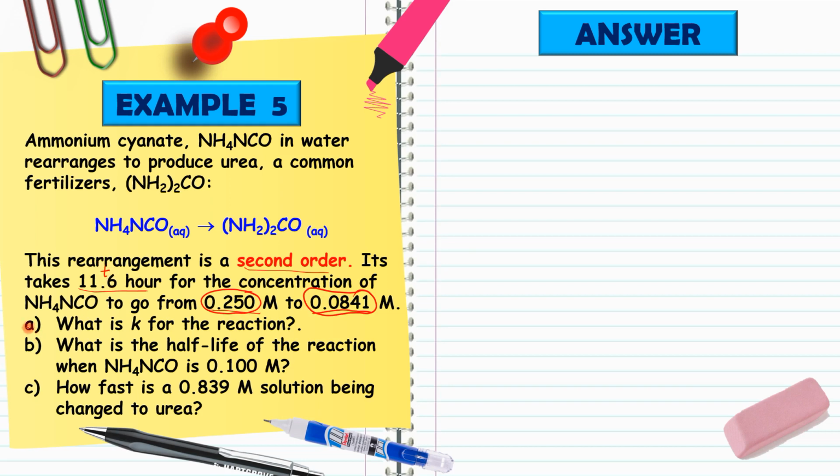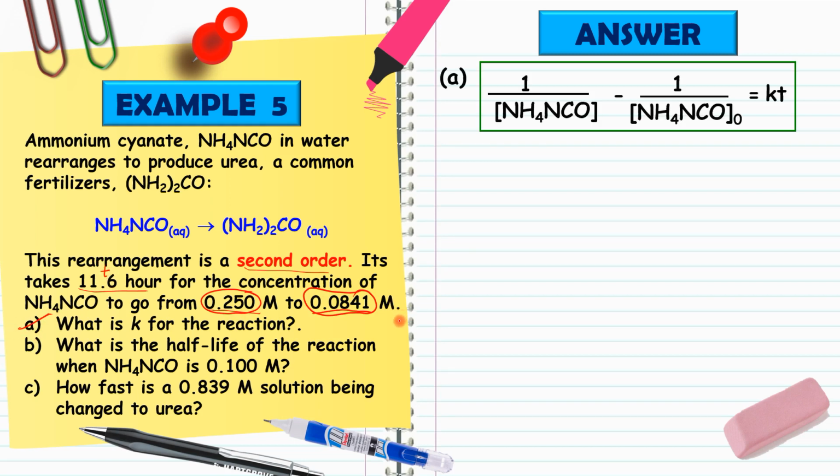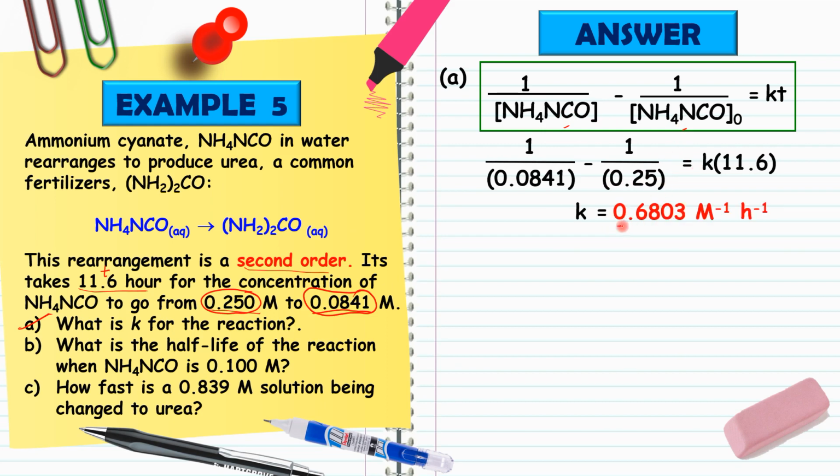So for part A, you have to use the integrated rate law for second order. Remember, you have to change the general equation into its specific form, where A is ammonium cyanide. Substitute the values, and we get the K value as 0.6803 per molar per hour.